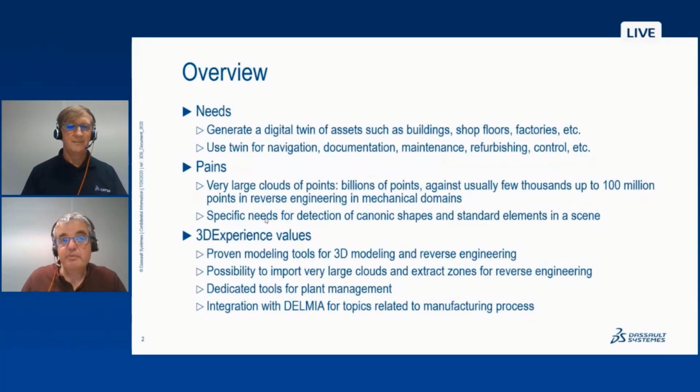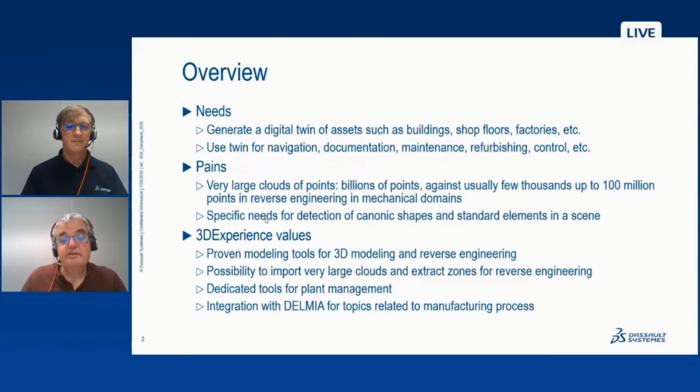What's the problem with that? The problem is that you have to create a 3D digitalization of the site, of the factory or workshop or anything, and usually you will get a very, very large number of points, much more than what you get when you're just digitalizing a part or even an object or a car or something like this. So that's the first problem, very large number of points. And the second one is that you also need some specific tools which were not necessary before when we were just doing reverse engineering on products.